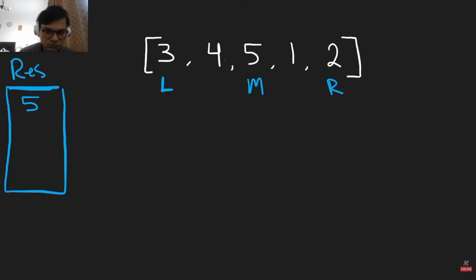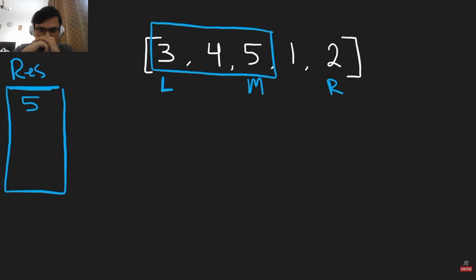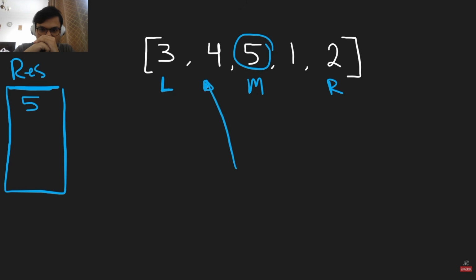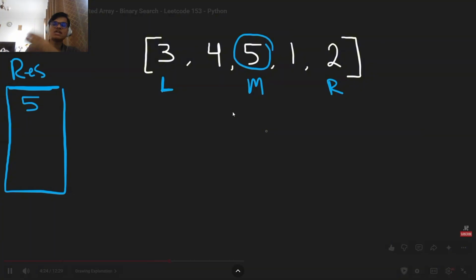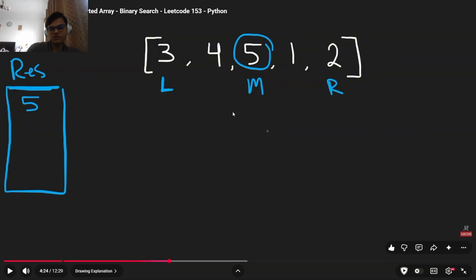Well, first consider this. Since we rotated the array, we have two portions of the array that are sorted, right? We have the left sorted portion, and we have the right sorted portion of the array. So the question for us, with this middle pointer at this value 5, is: are we currently in the left sorted portion or in the right sorted portion? If we are in the left sorted portion of the array, then we know that there is a smaller element in the right sorted portion, so we want to search the right sorted portion.